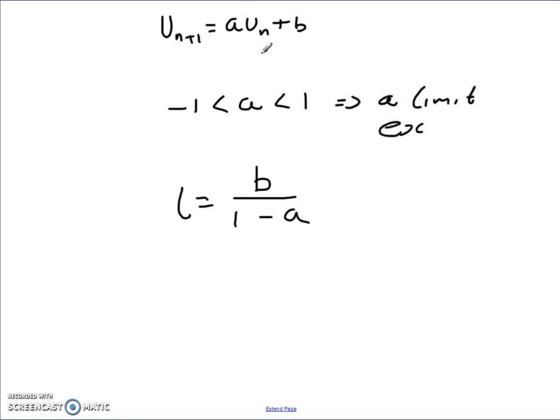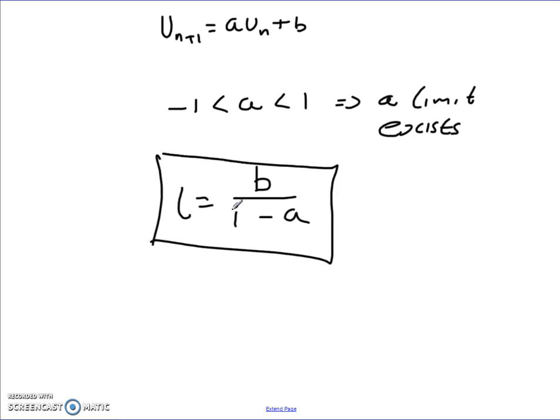Regardless of what other numbers are in here, a limit exists if a is between negative 1 and 1. And this formula here tells me how I can calculate that limit. So the limit is equal to b, our second term here, divided by 1 minus a. That there tells me how to get the limit of my function.